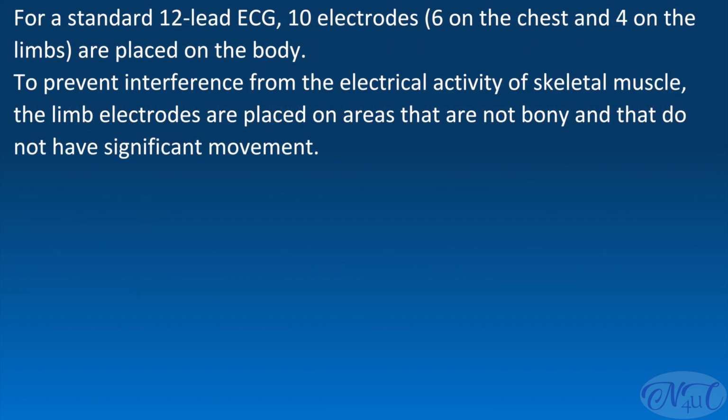The placement of electrodes for monitoring varies with the type of technology, the purpose of monitoring, and the standards of the healthcare facility. For a standard 12-lead ECG, 10 electrodes, 6 on the chest and 4 on the limbs, are placed on the body. To prevent interference from the electrical activity of skeletal muscle, the limb electrodes are placed on areas that are not bony and that do not have significant movement.